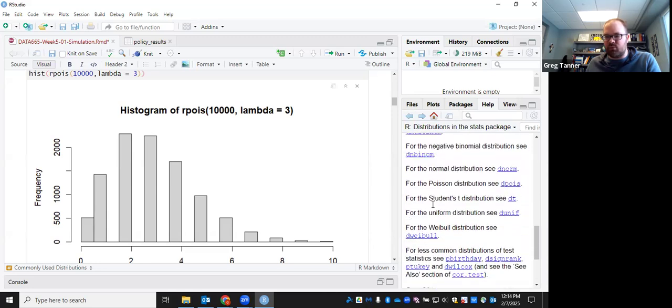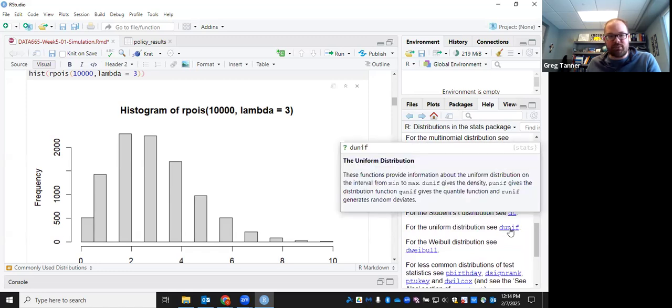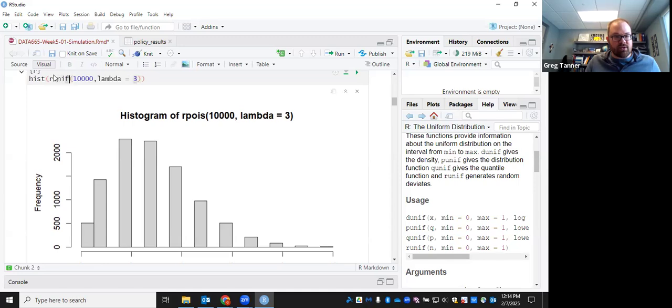Maybe one to draw attention to would be the uniform distribution. So runif, I'll need to give it its min and max. I'll still generate 10,000. I don't need a lambda, but I need a min and max, or you could also leave them at the defaults. If I look in here, the default value for min is 0 and the default value for max is 1. And actually, the most common uniform distribution that you'll generate is uniformly distributed between 0 and 1.